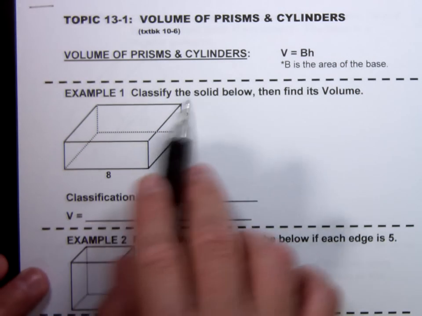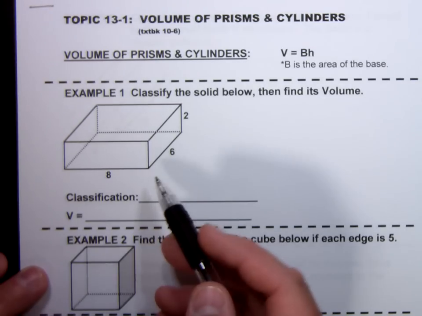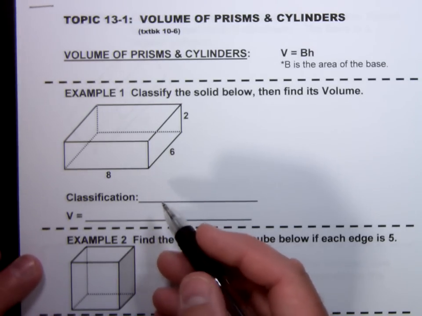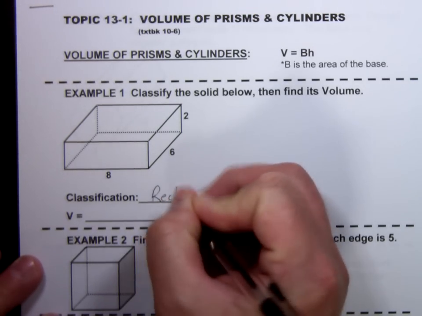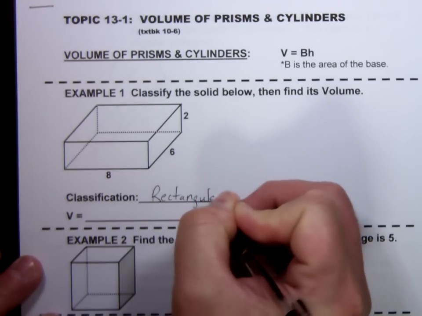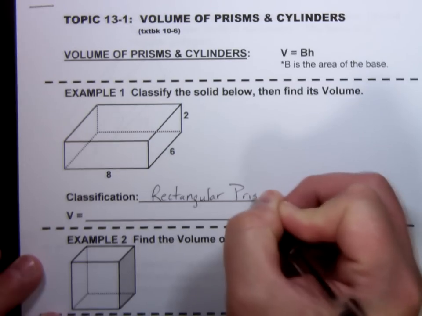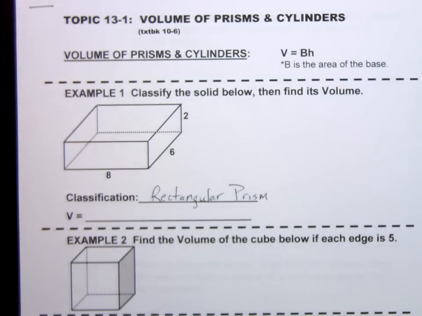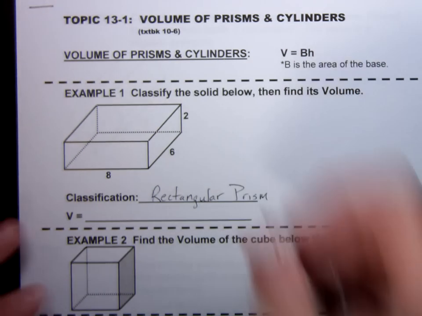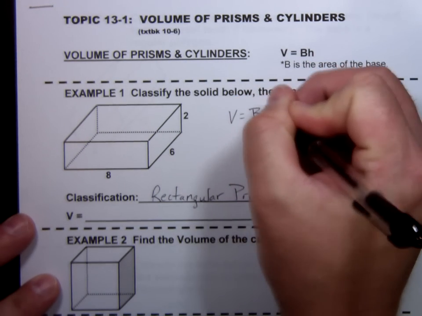So right here, classify the solid below and find its volume. Well, this is a rectangular prism. Now, a rectangular prism is kind of unique in that pretty much anything could be considered the base because each side has a parallel and congruent side to it with a bunch of rectangles as the lateral faces. So we would typically just use the top and bottom since we can use whatever we want. So I'm going to do area of the base times the height.